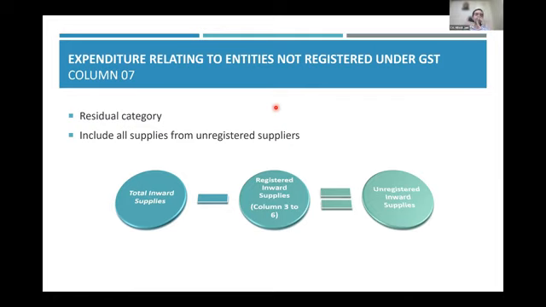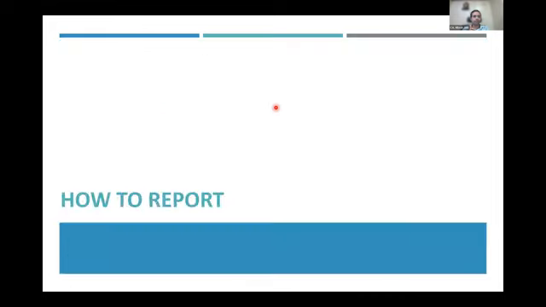Now in the income tax utility, surprisingly, what I have found is that column 1, that is the total of expenditure for the year, plus the registered inward supplies, plus the unregistered inward supplies, are not being added up. I think they may introduce that feature in future, but we should report it as a whole. How to report to the ITD, I'll just show in the utility as well.